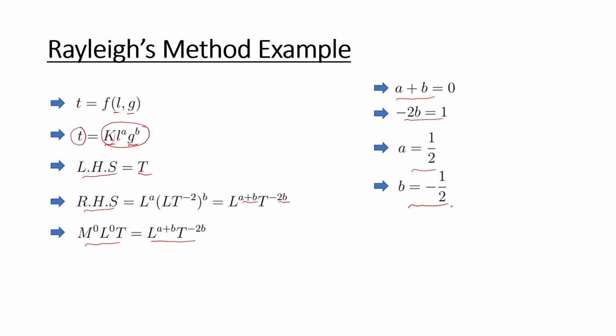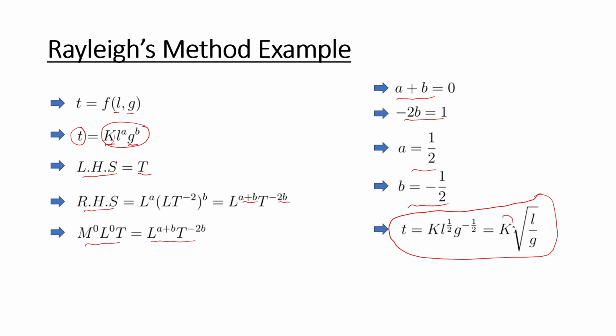So this is Rayleigh's method. This is one example of Rayleigh's method. Here only two variables are involved, so Rayleigh's method can be easily used to find the relationship between these variables. Finally, the equation will become T is equal to k into L raised to half, g raised to minus half. So k into root of L by g.